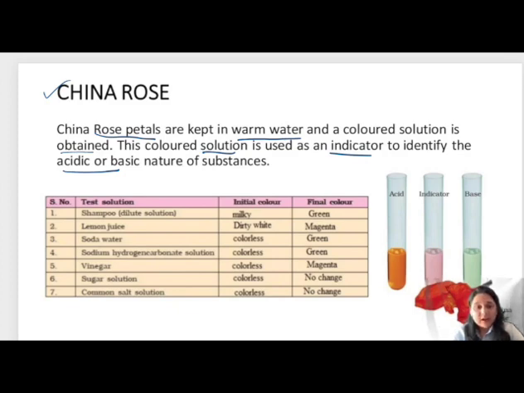So here we are using shampoo, a dilute solution. As you already know, the initial color of shampoo is milky, but if it changes to green color, that means shampoo is basic in nature.